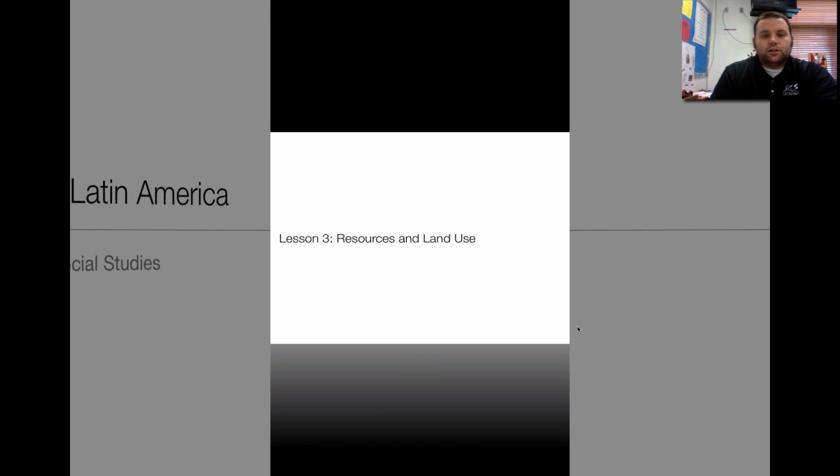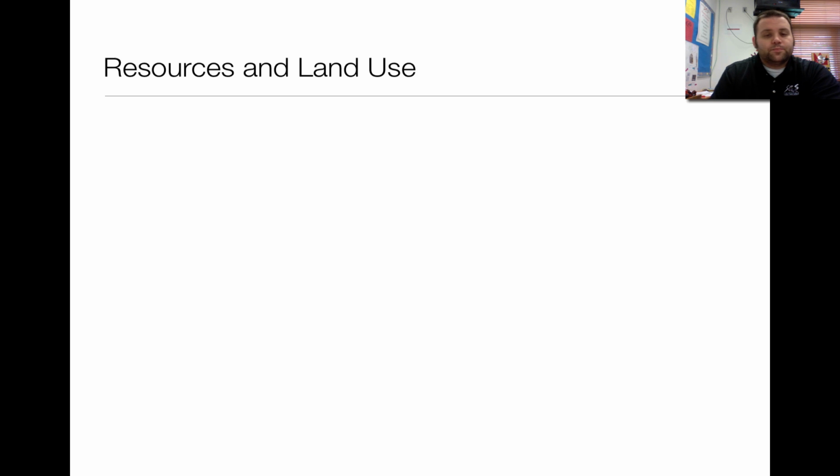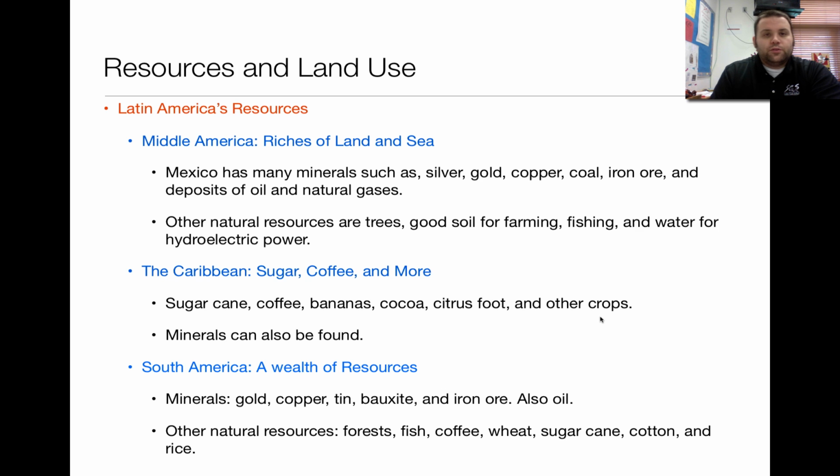So we're focusing on lesson 3 for this one, which is resources and land use. All right, remember, you're going to need to know your vocabulary words, so make sure that you have a way of keeping track of those and learning them. All right, so let's get right to it here.